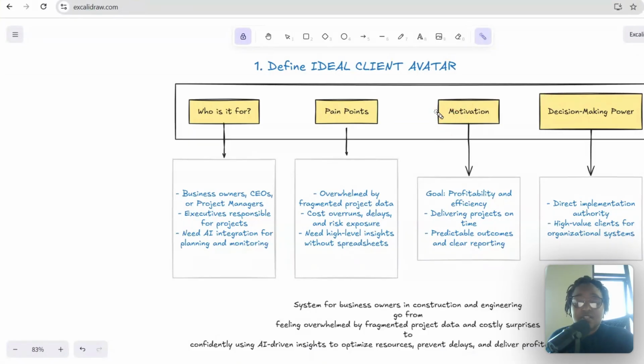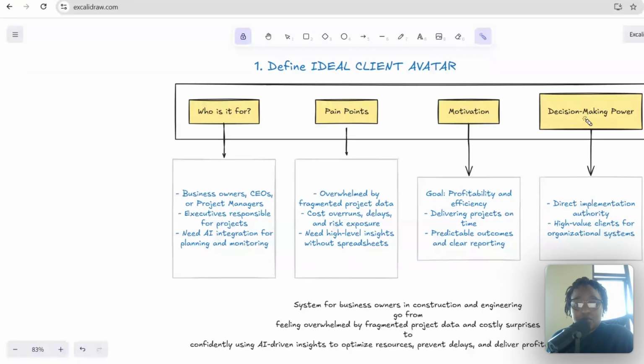It's really important to analyze the motivation, what's the real goal for our client from this point of view. Our client's motivation goal is profitability. They want to make profit out of the project they're executing, and most of all, they want to execute it with high efficiency. This involves delivering projects on time, predictable outcomes, and clear reporting. Whenever there's a risk, they would love to catch it early, do analysis, and have predictable outcomes.